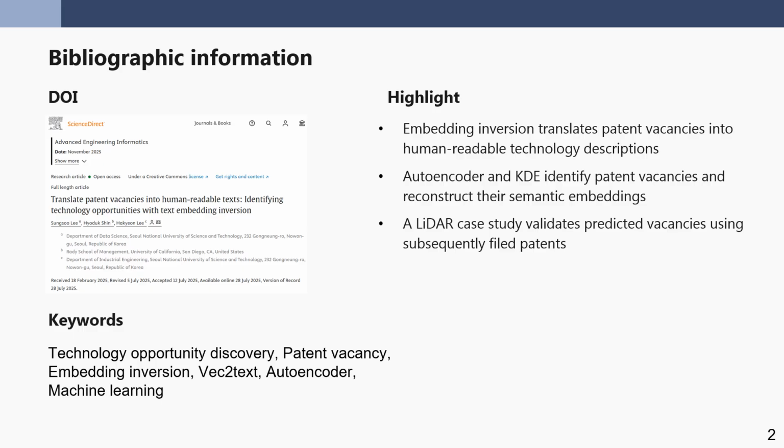This slide presents the bibliographic information of the paper. The study was published in Advanced Engineering Informatics in 2025 and focuses on technology opportunity discovery from patent vacancies. The main idea is to use embedding inversion to translate patent vacancies into human-readable technology descriptions. The proposed approach combines an autoencoder, KDE, and back-to-text, and its effectiveness is demonstrated through a LiDAR case study.